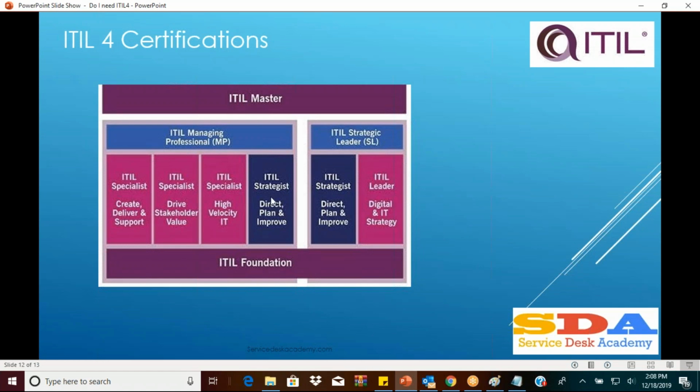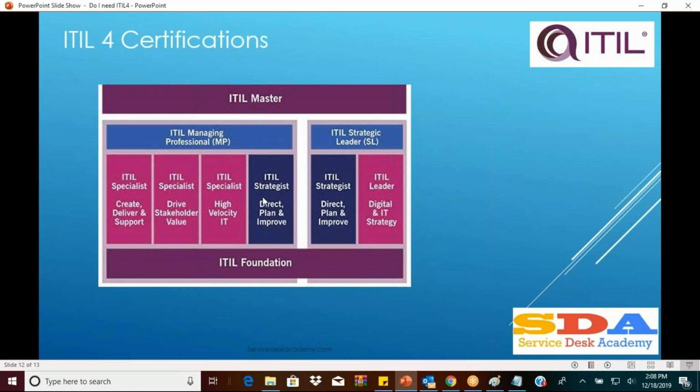Okay, so this is the Strategist certification. The Strategist certification is repeated, once in Managing Professional and then once in Strategic Leader. So I'll not repeat the same thing again here. And then Digital and IT Strategy Leader is another certification which focuses on providing guidance for digital transformation, right? So in order to transform yourself digitally, or to get into digital transformation, this ITIL Leader, Digital and IT Strategy, gives you the guidance in that area.